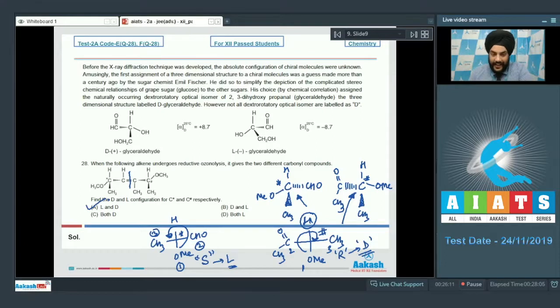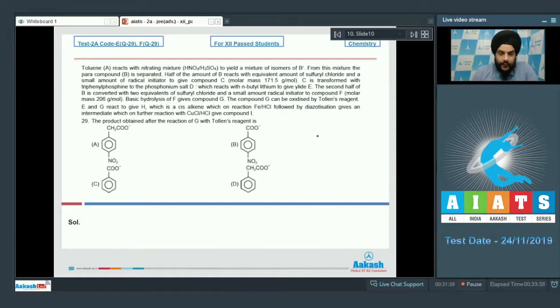Let us look at the next comprehension, students. Let us look at the comprehension given for question number 29, 30 and 31, students. So it says toluene reacts with a nitrating mixture to yield a mixture of isomers of B dash. From this mixture, the para compound is separated. Okay. So the para compound is labeled as B. Okay. So we can first start with the para compound itself.